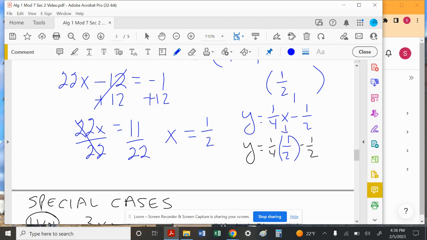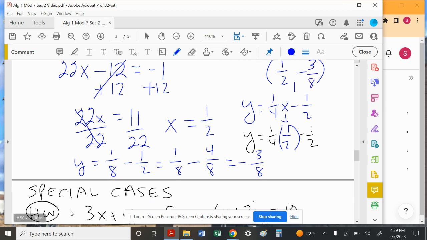Okay, so 1/4 times 1/2 is 1/8, minus 1/2. I have to have a common denominator, so that's 1/8, and my common denominator is 8. So we look at 2 goes into 8 4 times, so 4 times 1 is 4. So I have 1/8 minus 4 over 8, which is negative 3 over 8. So that would be my answer.